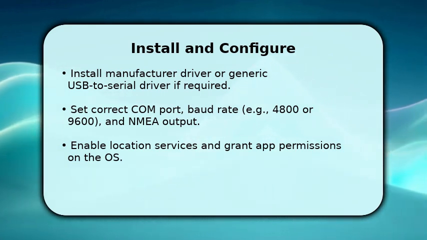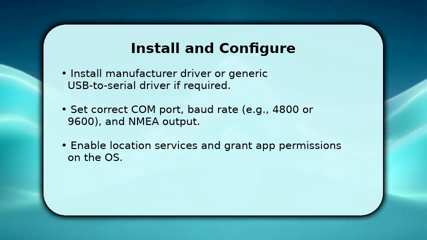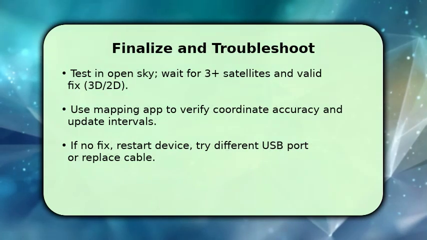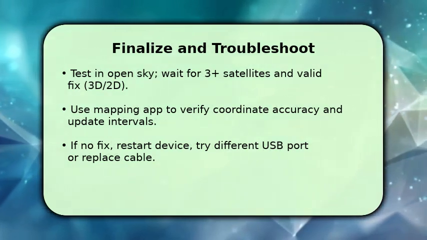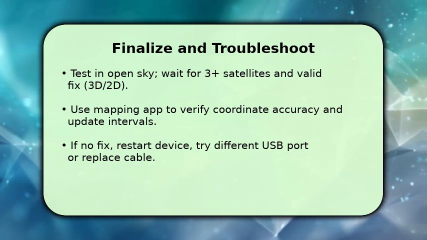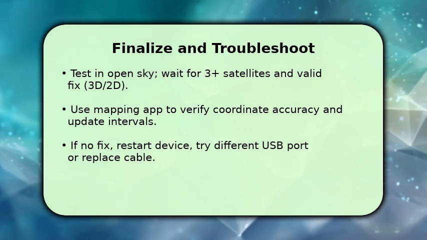You finish by testing outdoors with an unobstructed sky. Allow the receiver several minutes to acquire 3 or more satellites and obtain a valid 2D or 3D fix. Then open your mapping or navigation app to verify coordinates, stability, and update rate. Make small adjustments to baud or sentence filters if needed.